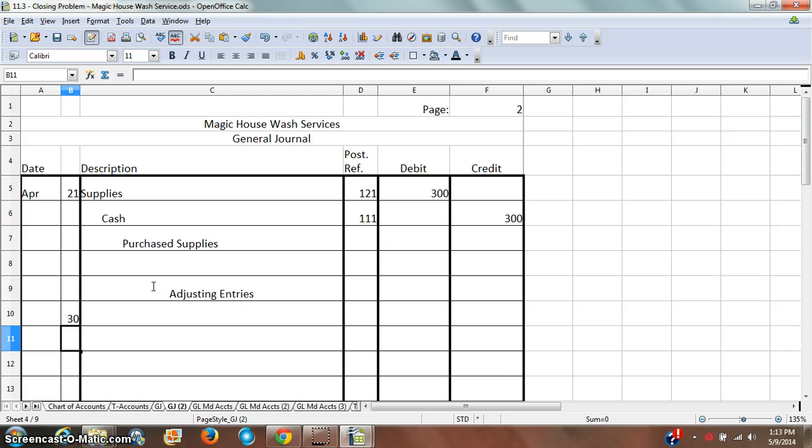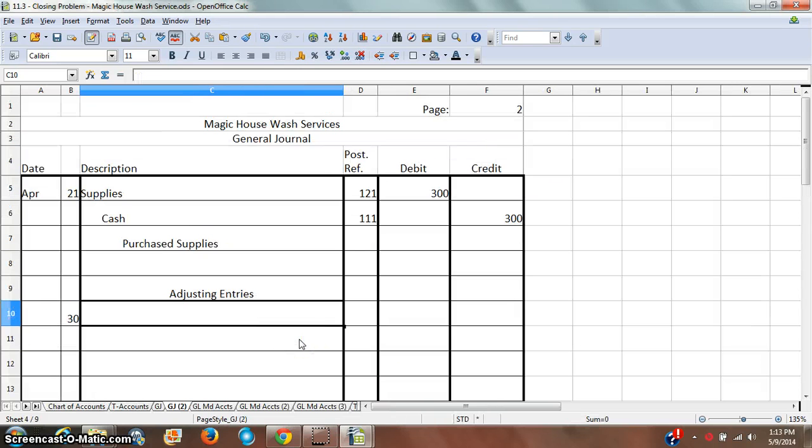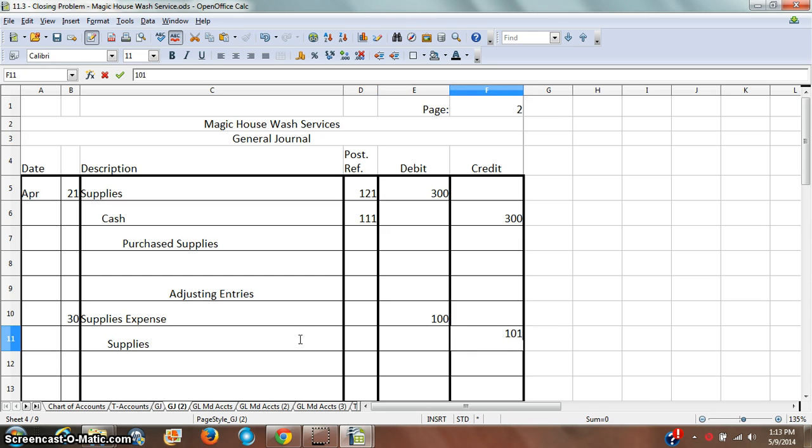I'll put the date. And then I'll put my two adjusting entries from the worksheet, and I put the debit first, so supplies expense is the debit, $100, and then I'm going to put supplies as a credit for $100. There's my entry for adjusting entries.